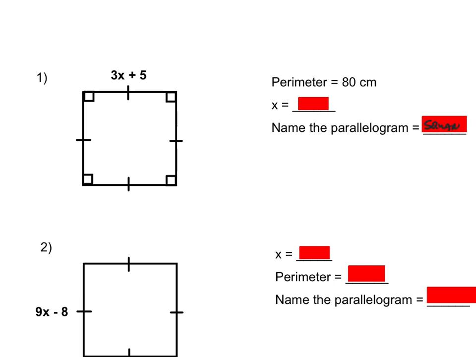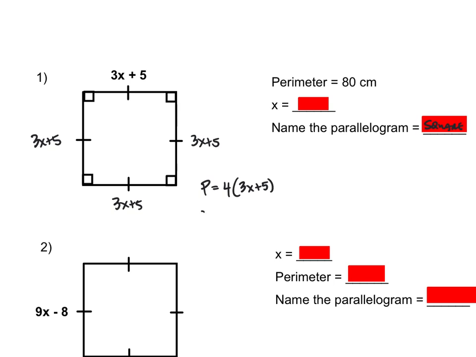Now, what do we know in a square? We know that all four sides are the same. Therefore, if all four sides are the same, then my perimeter is equal to 4 times the length of a single side. Okay, so I have 4 3x plus 5s. Now you could add 3x plus 5 4 times, or you could just multiply it by 4.